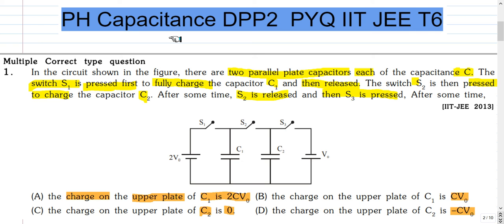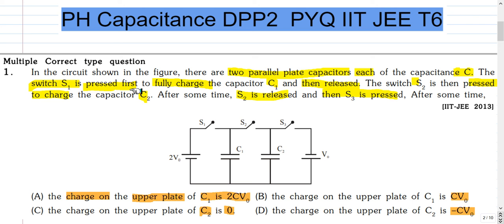In this video, I will discuss some capacitance problems from previous question papers of IIT JEE. This is the first question, multiple correct type question. In the circuit shown in the figure, there are two parallel plate capacitors, each of capacitance C.